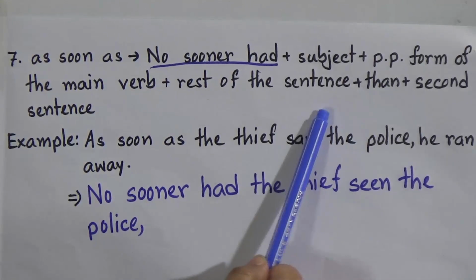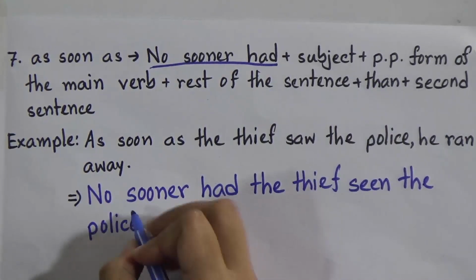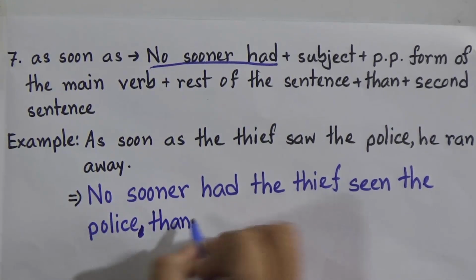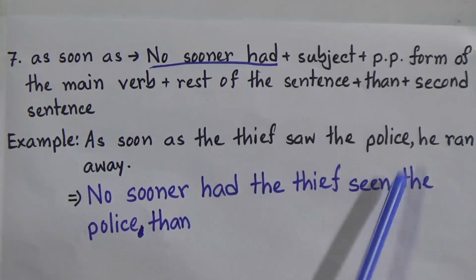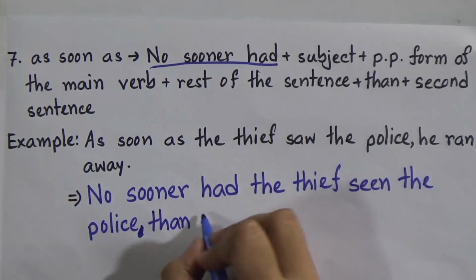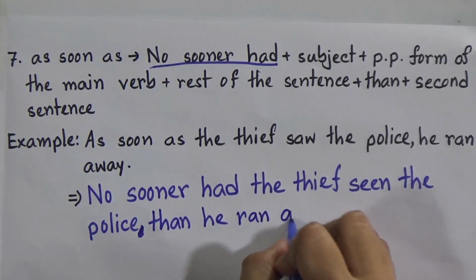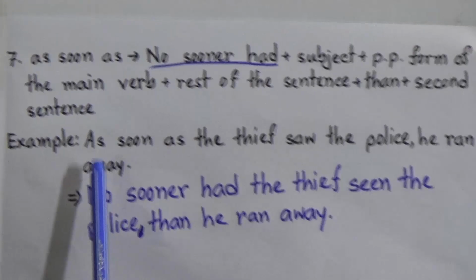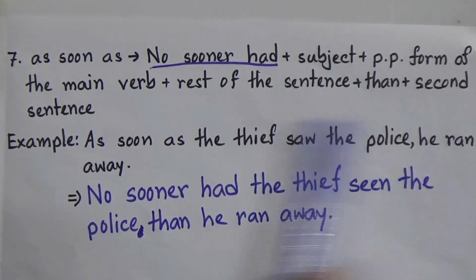Now we will write then. Now look, the rest of the sentence plus then. Sorry, there will not be comma. Now we will write then. No sooner had the thief seen the police than. Now the second sentence. What is the second sentence? He ran away. Then he ran away. So our affirmative sentence is as soon as the thief saw the police, he ran away.